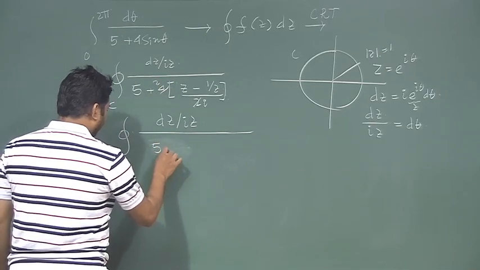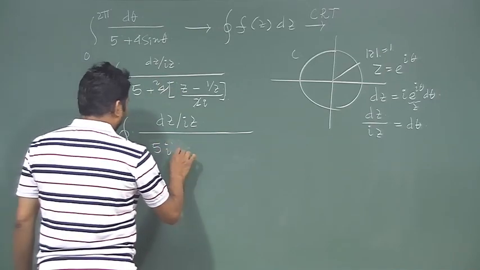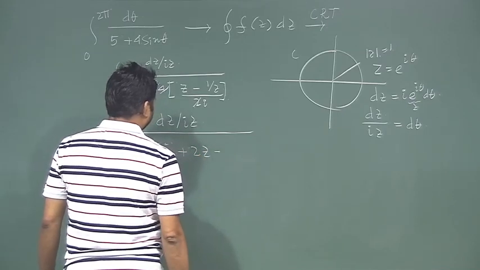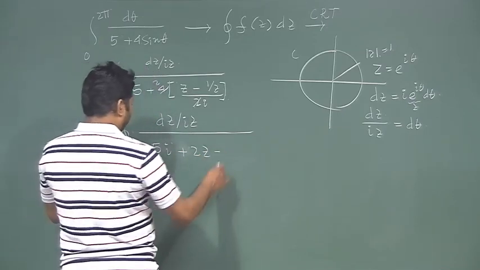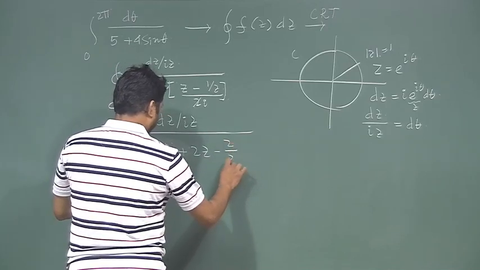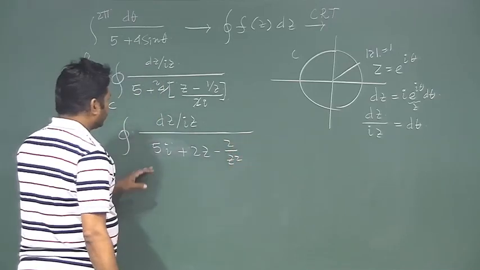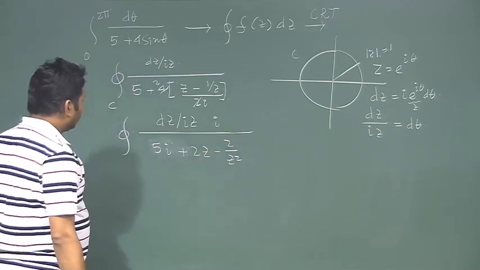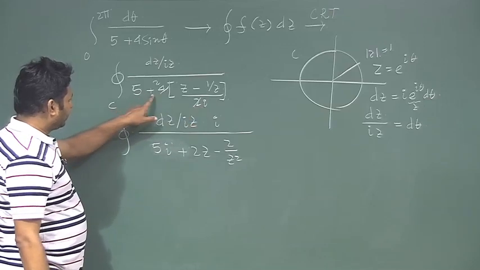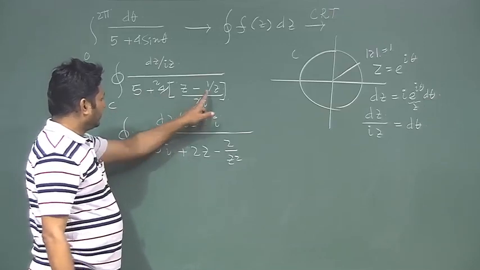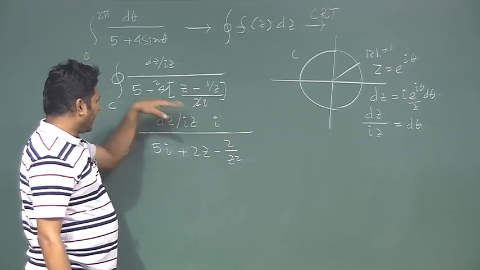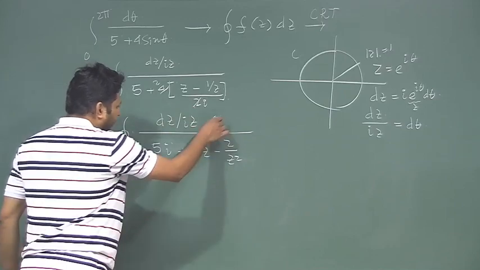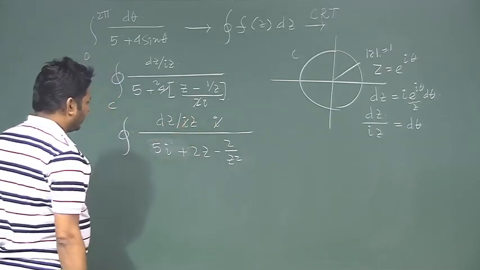So, I have 5 I plus 2 z minus 2 divided by z square. This is in my hand, and 1 I will be multiplied here. So, 5i plus 2z minus 2z square, and the I is entirely divided. So, I will take I upstairs, so that this I and this I will now cancel out.